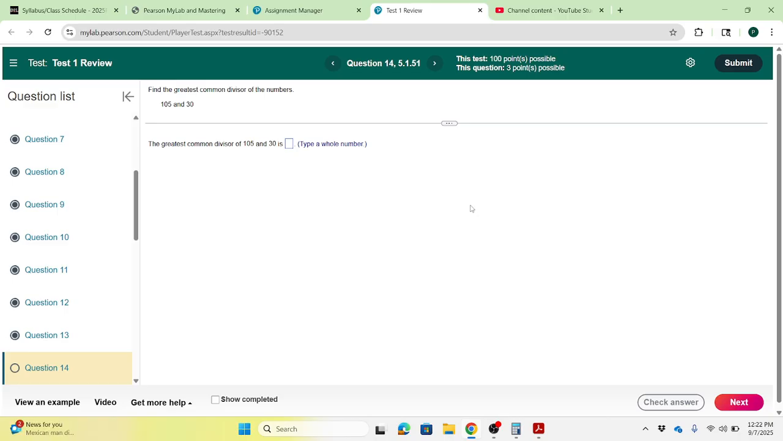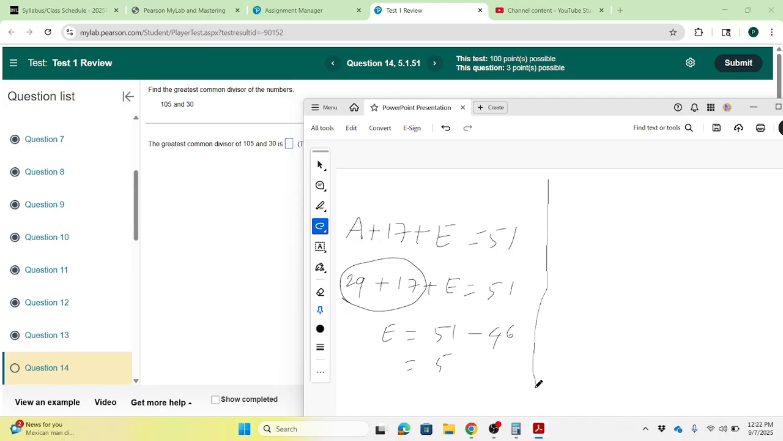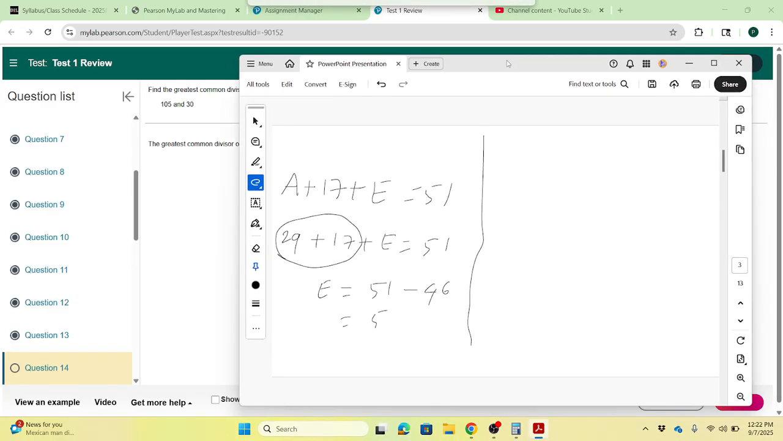Find the greatest common divisor of the numbers. So to find the greatest common divisor, you have to find the factors first. So let's go here and find the prime factors of 105 and 30. So 105.